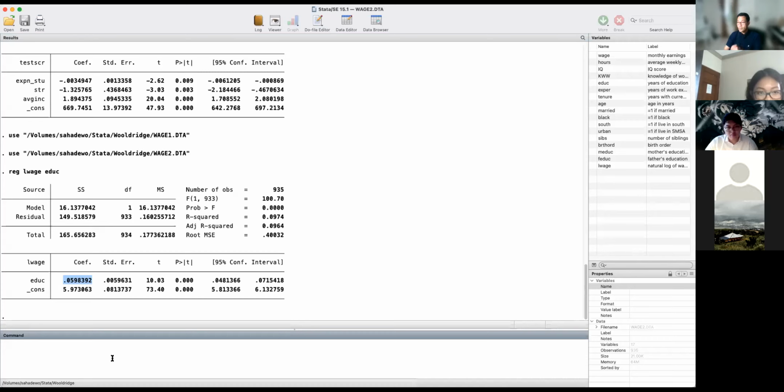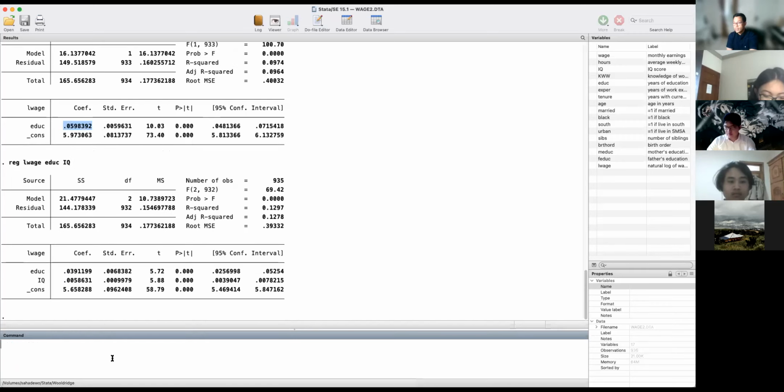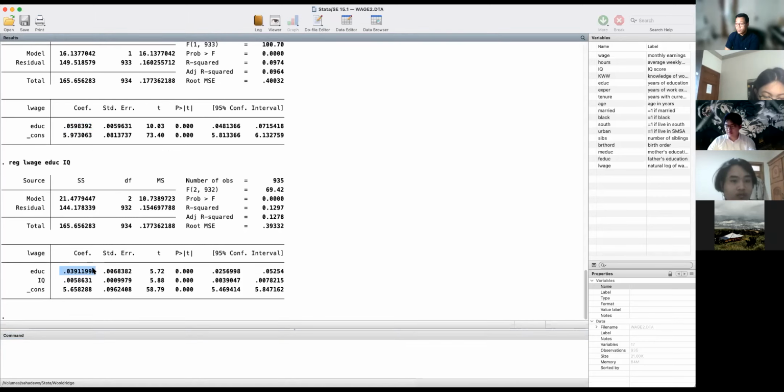So the estimated return to education is 5.98%, okay? Now, suppose that I now include a measure of ability, and the measure of ability that I include is IQ. Given our last discussion, do you think the estimated coefficient will be lower than 5.98%, or is it actually going to be higher than 5.98%? So in our previous discussion, if we omit ability, are we going to get a positive bias or a negative bias? A positive one, sir. Yes, we're going to get a positive bias. So if we get a positive bias, it means that the estimated coefficient, if we include the ability or a proxy of ability, is going to be lower. Indeed, in this case, the estimated coefficient is lower.